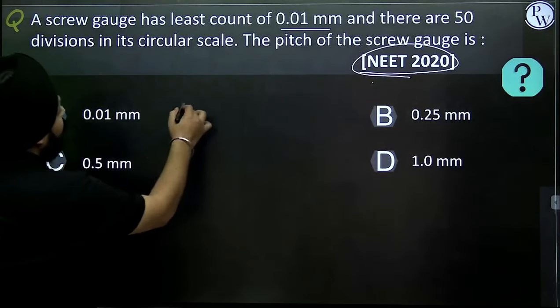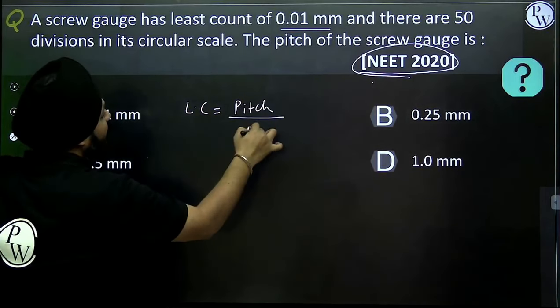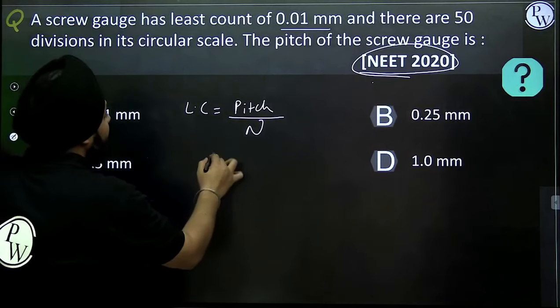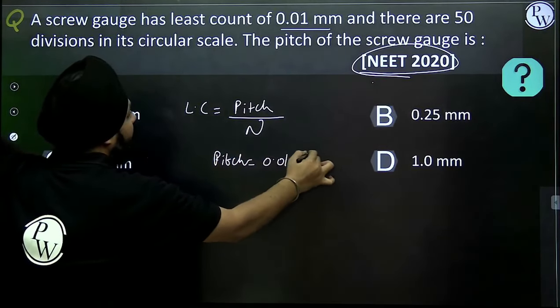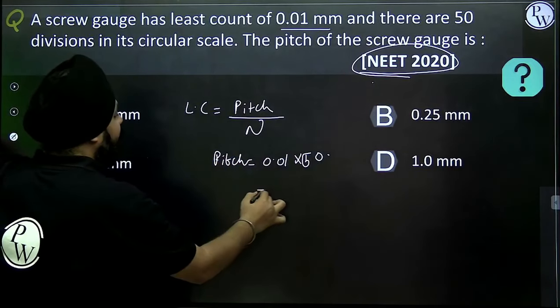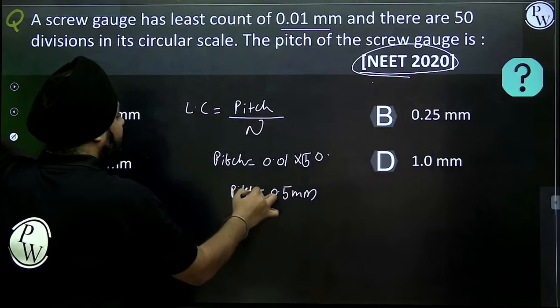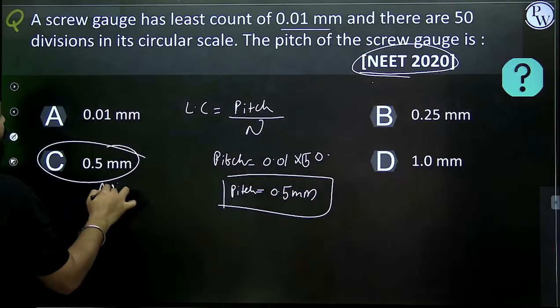So simply, least count is equal to pitch divided by the number of circular scale divisions, right? The least count is 0.01. So the pitch will be 0.01 into 50, right? So we are getting the pitch as 0.5 mm. So this is the perfect answer. This kind of question was asked in NEET 2020. C is the perfect answer.